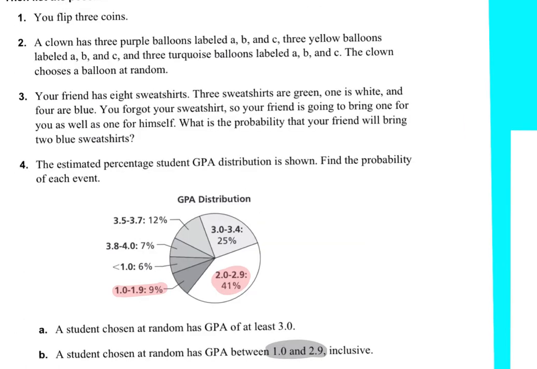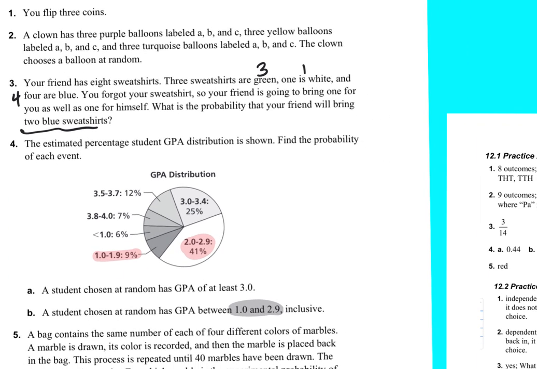All right, 3 says your friend has 8 sweatshirts. 3 sweatshirts are green, 1 is white, and 4 are blue. You forgot your sweatshirt, so your friend is going to bring one for you as well as for himself. What's the probability that your friend will bring 2 blue sweatshirts? So you're doing the probability that it's going to be blue, and then the probability that it's going to be blue for the second one.